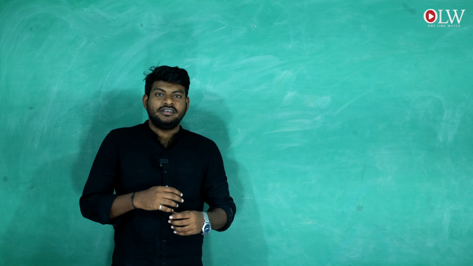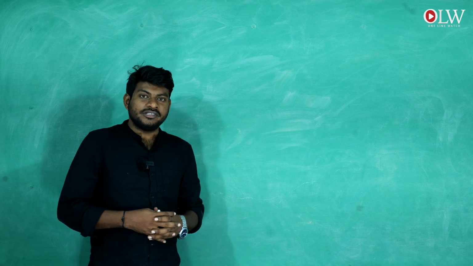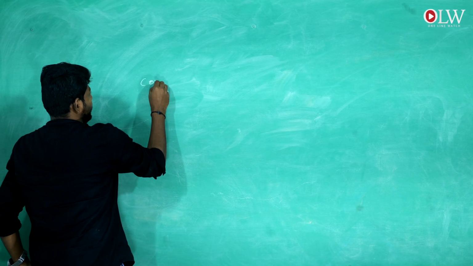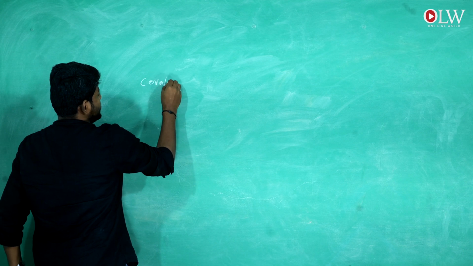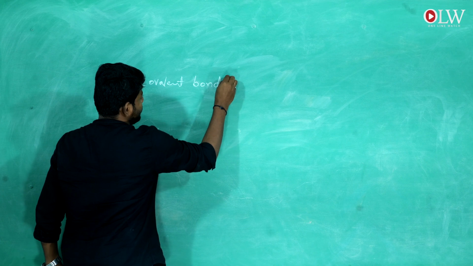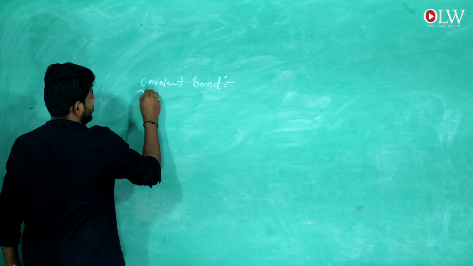Hi everyone, this is the continuation part of the chapter chemical bonding. The continuation part of types of chemical bonds: the second one is covalent bond.